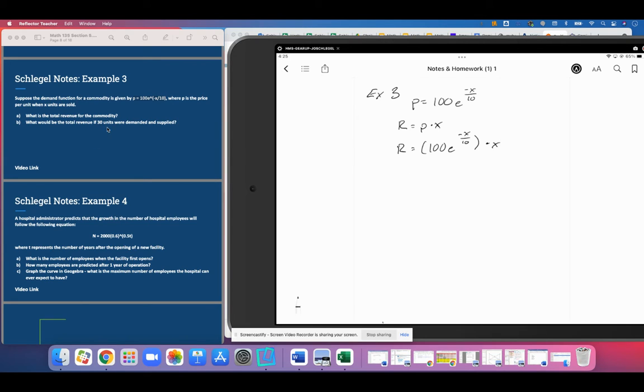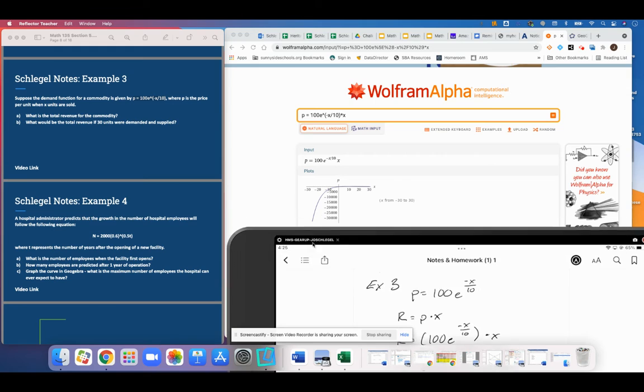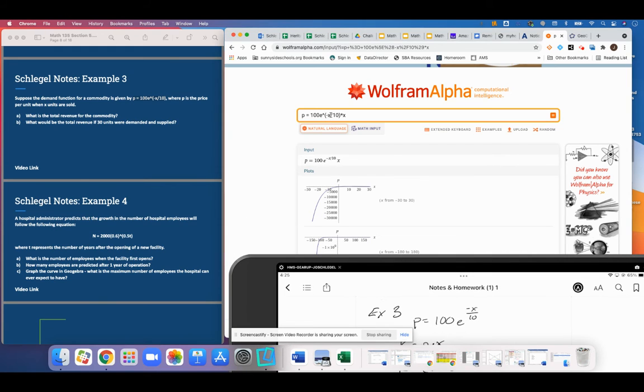And then what would the total revenue be if 30 units were demanded and supplied? And so what we're going to do to figure that out, everyone, is replace x with 30. So revenue is equal to 100 e to the negative 30 over 10 times 30. And that negative sign on this 30 right here is just because we do have a negative x there in the numerator of that sort of wacky fraction in the exponent, which is a strange thing to have in general.